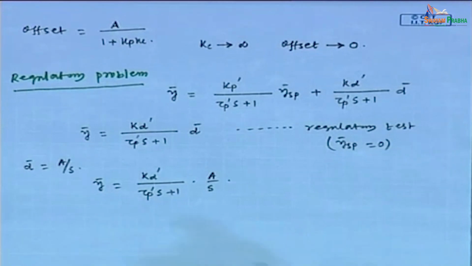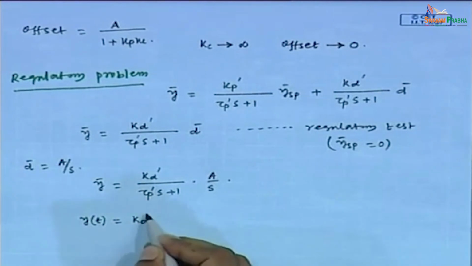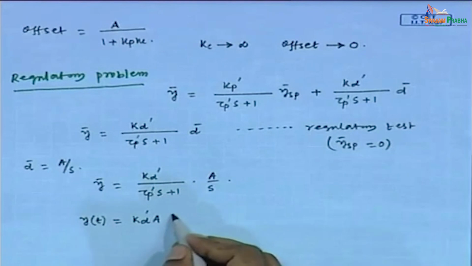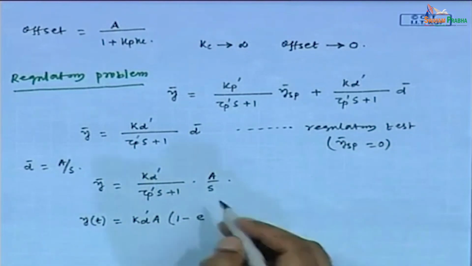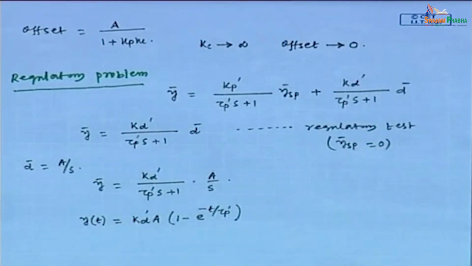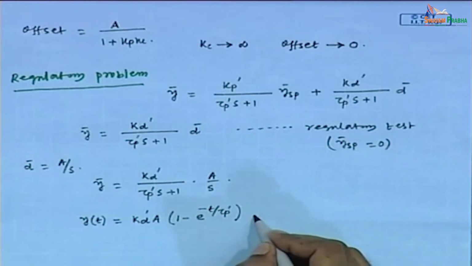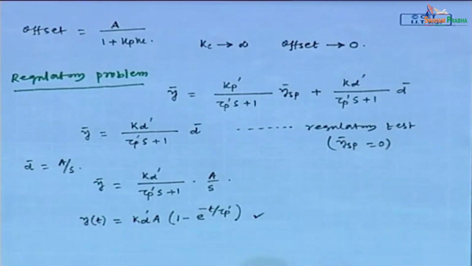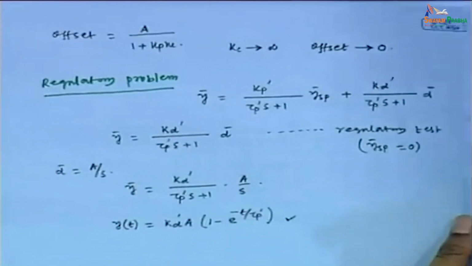Taking the inverse Laplace transform, we get the process output y in time domain as y(t) equals k d prime A multiplied by 1 minus exponential of minus t divided by tau p prime. Now, we will try to determine the offset.